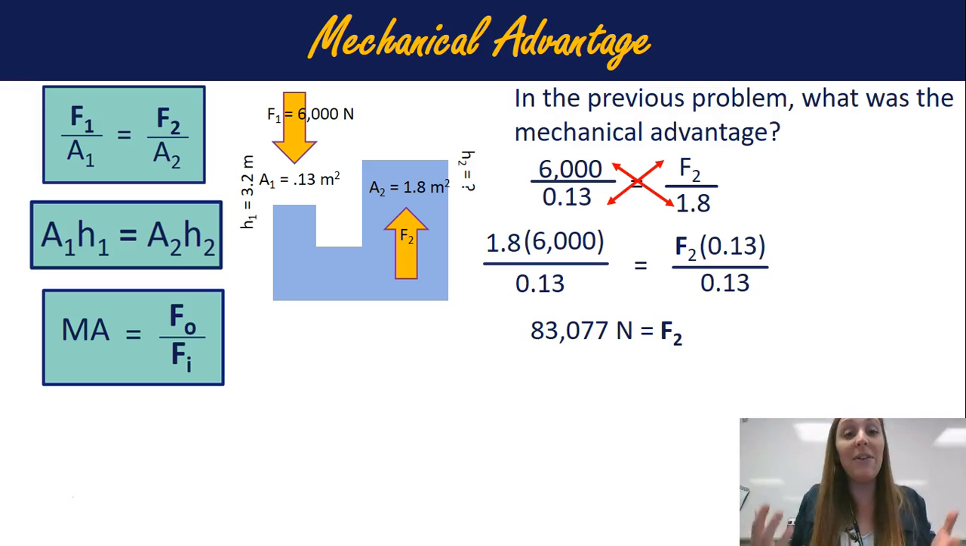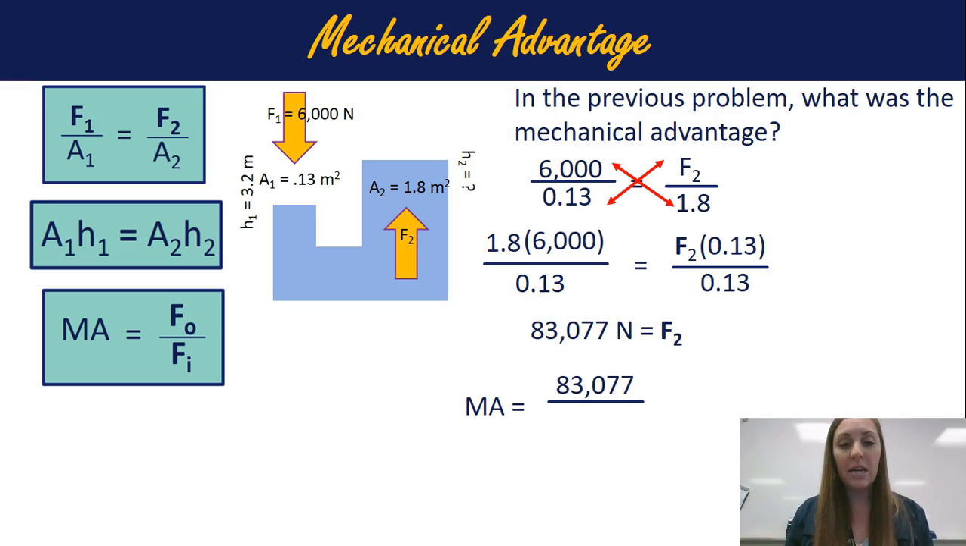So this is obviously giving out more force than what you put into it. So it does have a mechanical advantage, as in the MA is going to be greater than 1. Let's use our formula. So MA is output force divided by input force. So output force is the same thing as force 2, 83,077 divided by 6,000. And that gives us 13.85. So the mechanical advantage of this hydraulic press is 13.85.